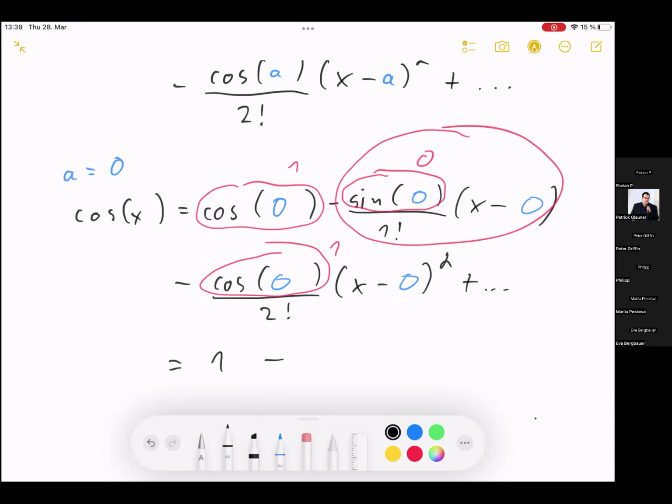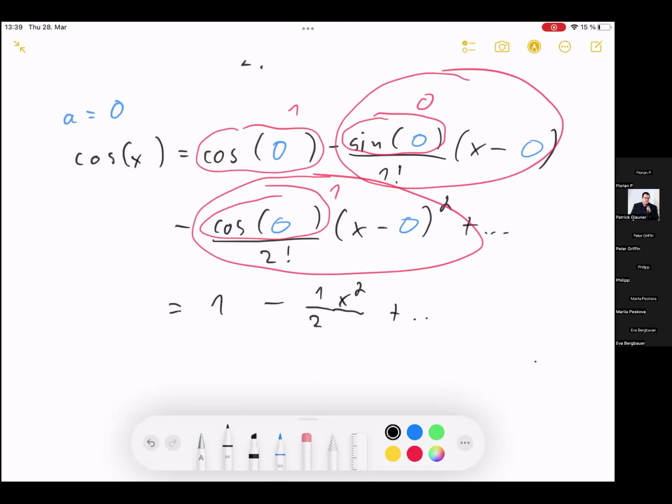And then the last part, I had this 1 in the numerator. So it's 1 divided by 2, because 2 factorial is 2. And then it's actually x minus 0 squared, so it's x squared. We just write it out a little bit nicer. So it's 1 minus x squared half plus dot, dot, dot.